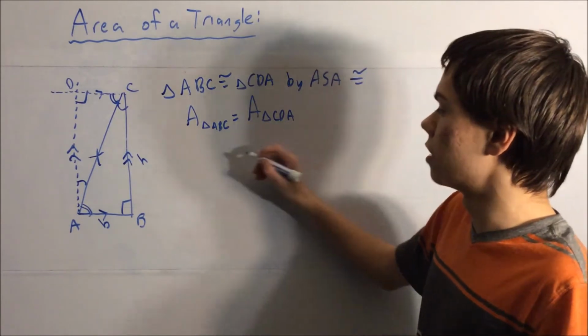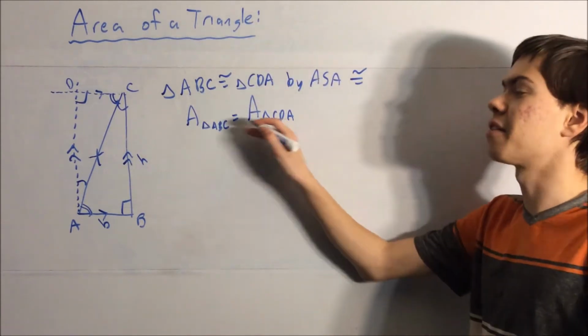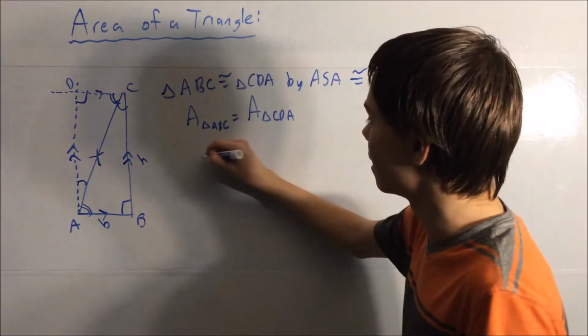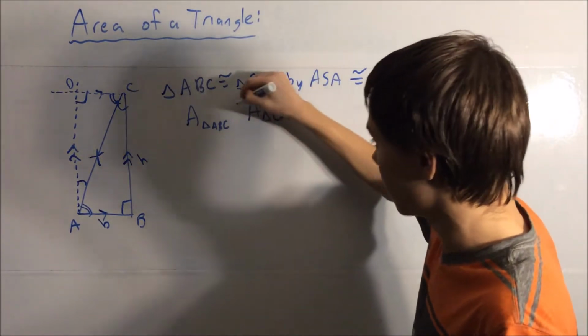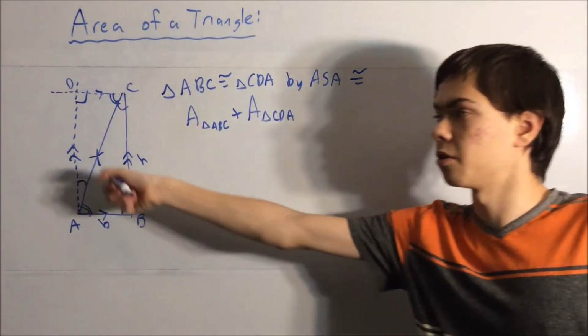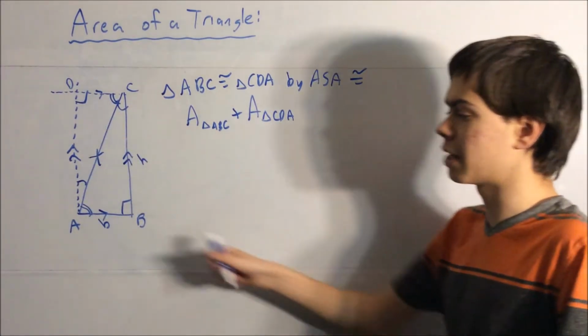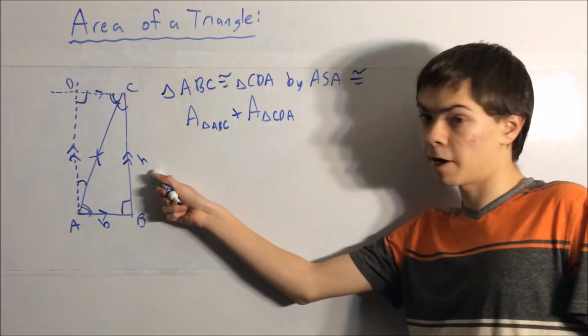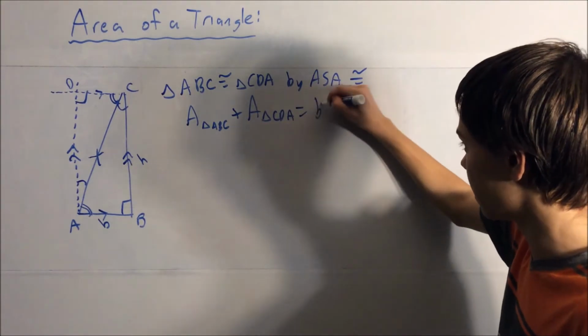Now another thing is that if you add these areas together, I'm going to get the area of the rectangle. And isn't the area of the rectangle just base times height, right? So I'm going to say this is equal to base times height.